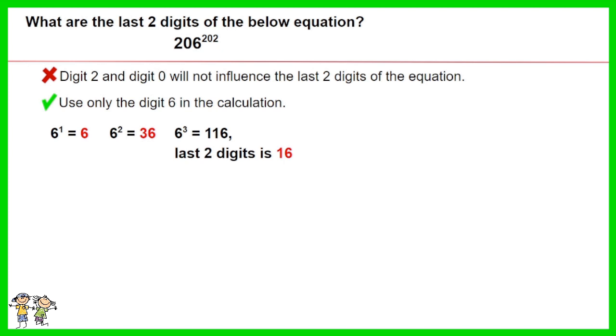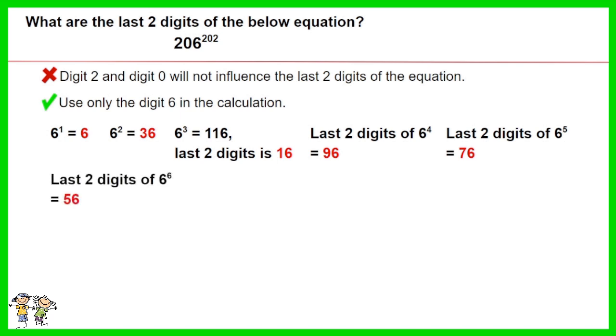Let's focus on the last 2 digits only. Do not waste time on other digits as they are not needed to answer the question. Last 2 digits of 6 to the power of 4 is 96. 6 to the power of 5 is 76. 6 to the power of 6 is 56. 6 to the power of 7 is 36. 6 to the power of 8 is 16.